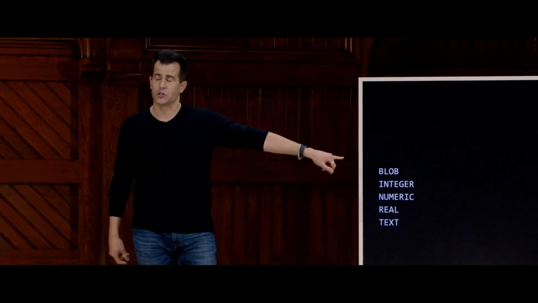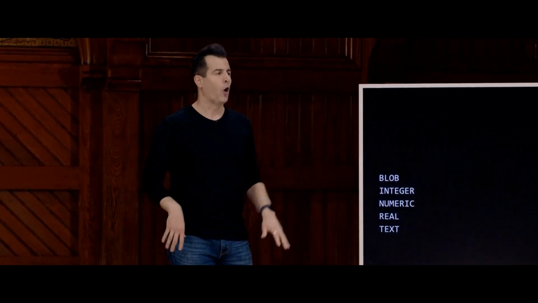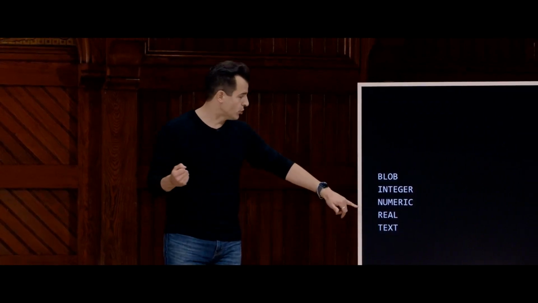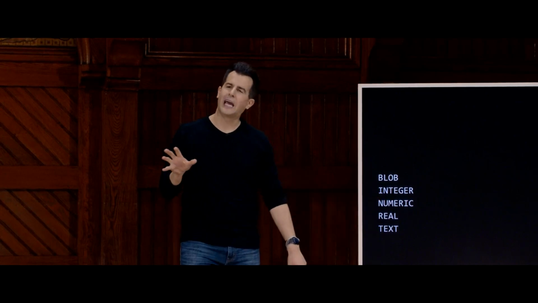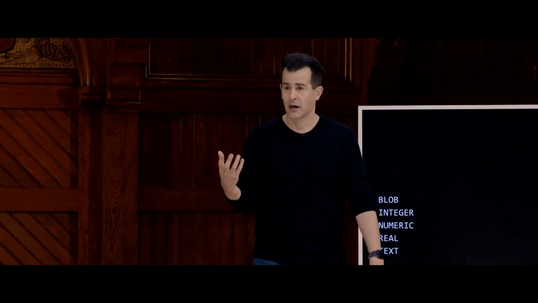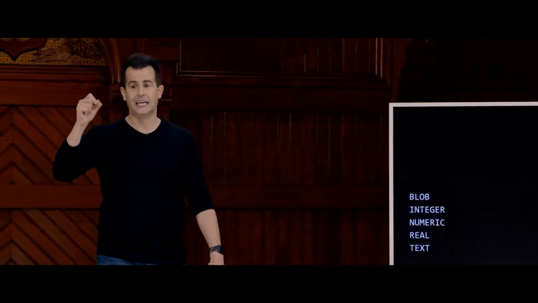Blob, which is kind of funny, but it just means binary large object. So it's like a binary data type, zeros and ones that aren't necessarily fitting into the other categories. Integer, which of course is an integer as we know it. Numeric, which is kind of a catch-all for numbers that are formatted specially. So a date would be like year, dash month, dash day.